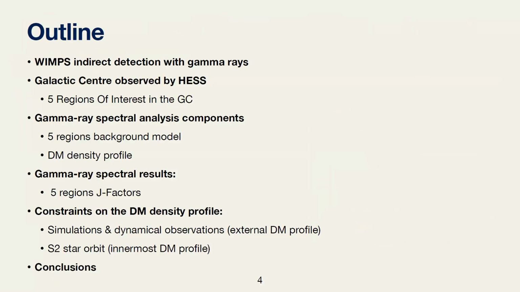So the outline of this work is, first, we will see 5 regions of interest observed by H.E.S.S. We will see the spectral analysis components of the gamma ray part for the background model for the 5 regions, and the dark matter density profiles considered. Then we will see the J factors that we have obtained from them, and then the constraints that can be extracted, both in the external dark matter profile and the innermost dark matter profile.